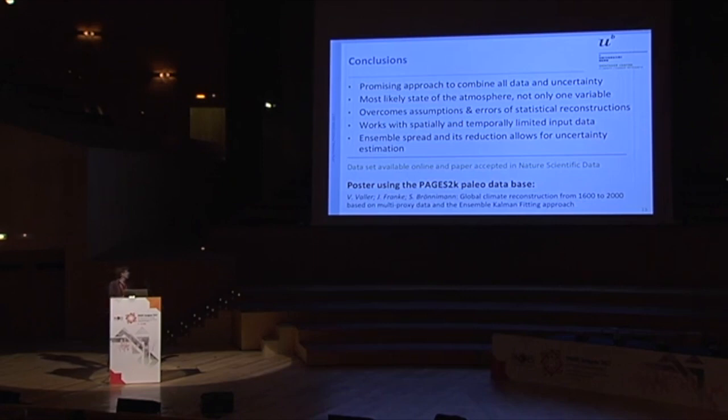And just a last thing to mention is we have also a poster. Veronica Waller used the same method with the new Pages 2K data set, so just assimilating proxy data of tree rings, corals, and ice cores. And if you want to read or learn more about it, come to poster number 19 outside. Thank you.